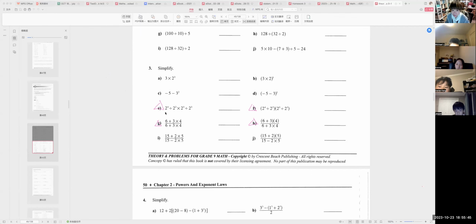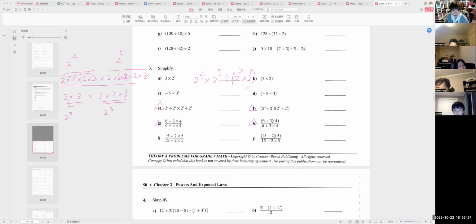So let's see. 2 to the power 4, what does it mean? It means 2 times 2 times 2 times 2, right? And divided by 2 squared, which is 2 times 2, and times 2 to the power 5, which is 2 times 2 times 2 times 2 times 2, right? And divided by 2 times 2 times 2, that's 2 to the power 3. So basically you have 2 to the power 4 times 2 to the power 5, divided by 2 to the power 2 times 2 to the power 3, correct?